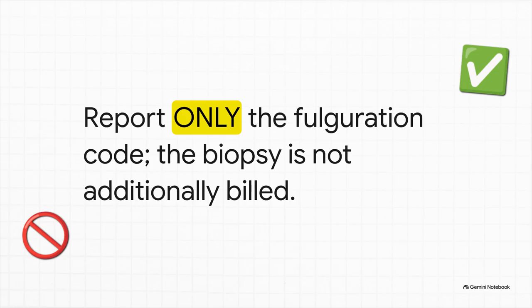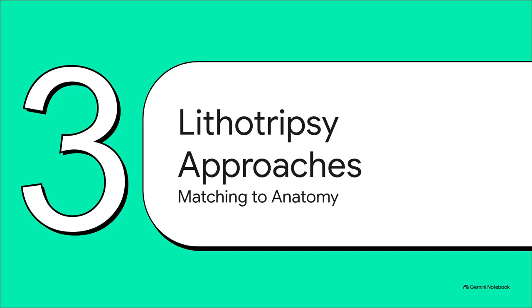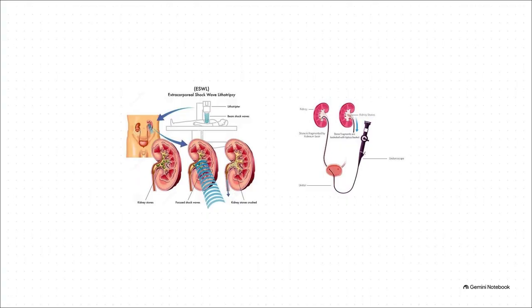and you'd typically slot modifier 59 on that biopsy code to prove it was a distinct, separate site. All right, Section 3, lithotripsy approaches, where we match the approach right back to the anatomy. And this brilliantly illustrates that when you're coding for stone treatments, your accuracy relies almost entirely on how the surgeon physically got to the stone. The approach is literally everything.